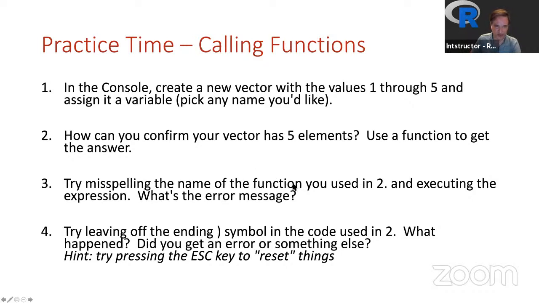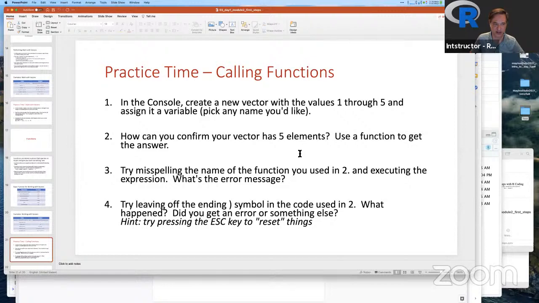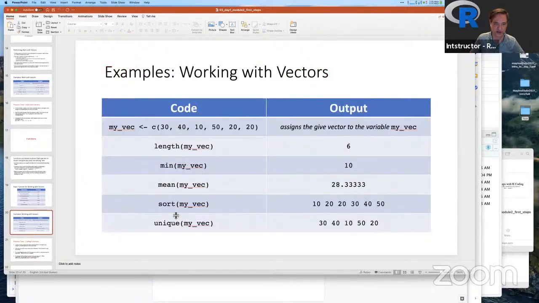So try to misspell the name of a function and see what error message pops out. This last one, try leaving off the ending closing parentheses and hit return on the expression that you use. I want to kind of show you the error that pops up and how you can get out of that. Okay, so let's take a few minutes here to go through some of these examples. And just using functions on vectors is the key thing we're trying to do here.